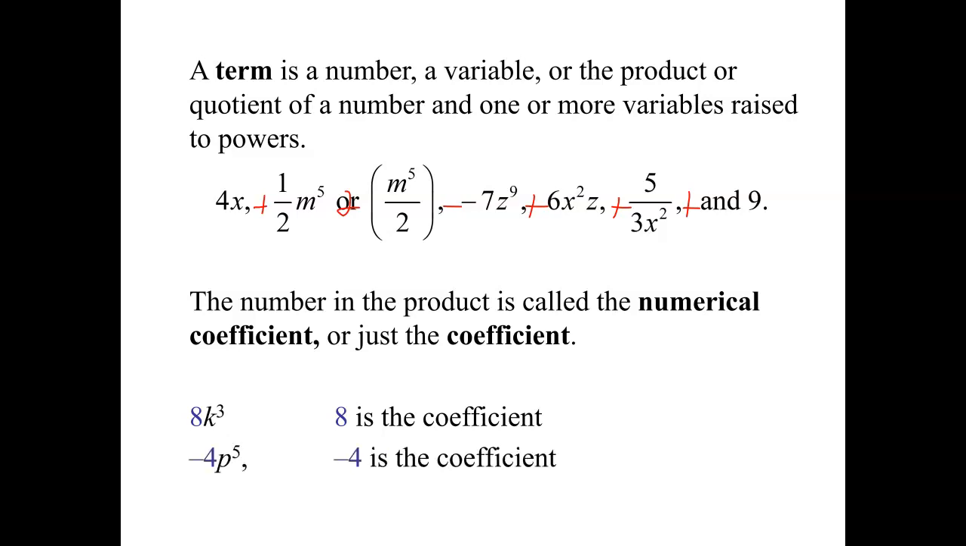And then we've got a variable. You guys know what a variable is. Okay? So we've got 8 and -4 as the coefficients.